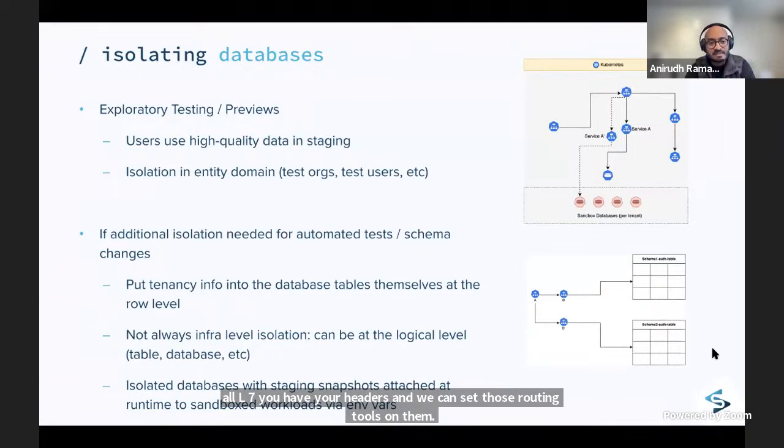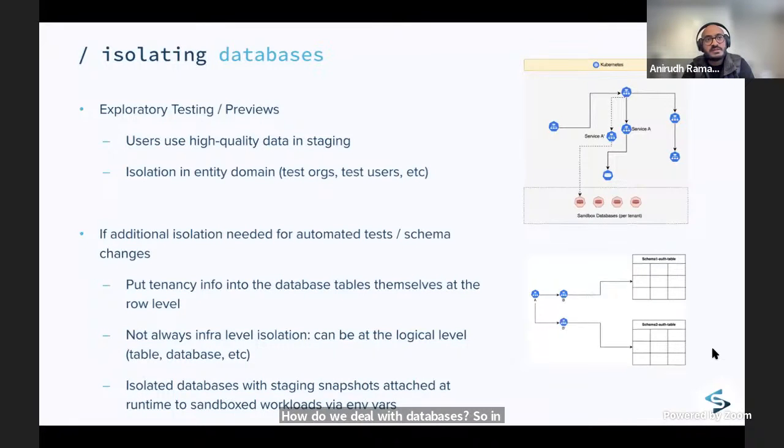So in practice, for a lot of use cases, what I've seen is for a system like this, people just use entity domain isolation. Like create a test org and you've already isolated that particular flow, if orgs are a thing in your application. So this means we can default to using a lot of the high quality data that is already there in staging rather than have to always isolate by default.